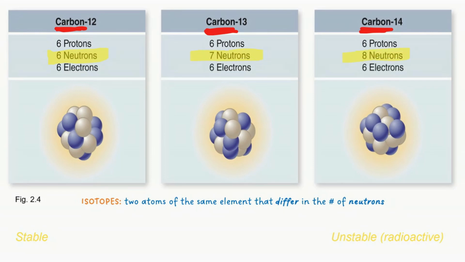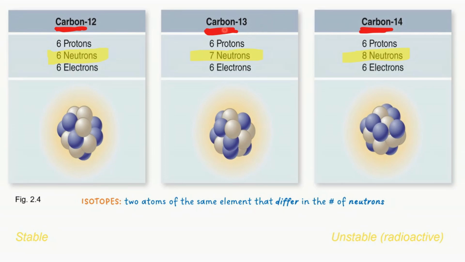Carbon usually has 6 neutrons and 6 protons, meaning it has an atomic mass of 12. But on rare occasions, some carbon atoms can have 7 or 8 neutrons, right? Along with their standard 6 protons. And this causes their atomic mass to change.